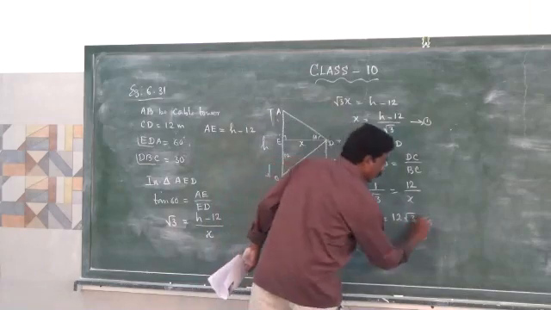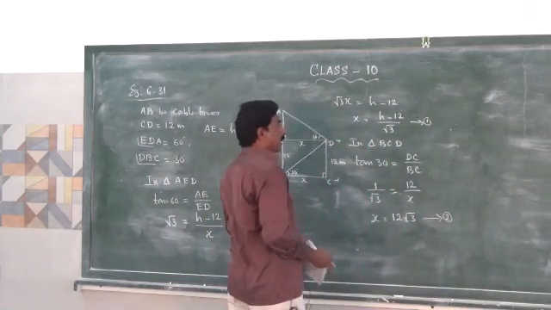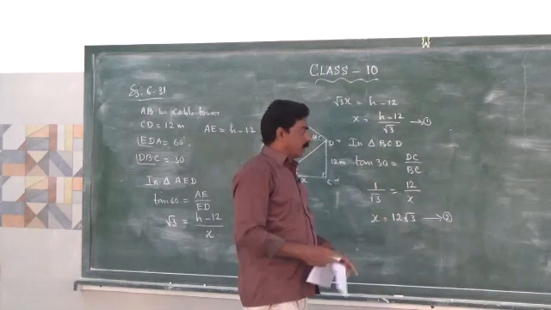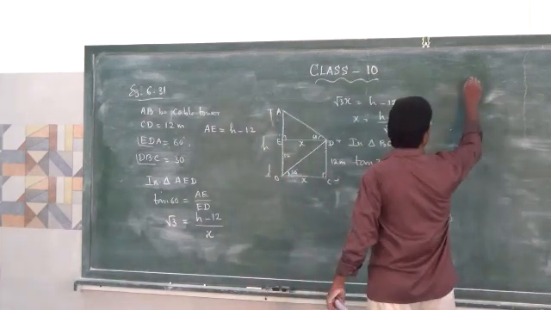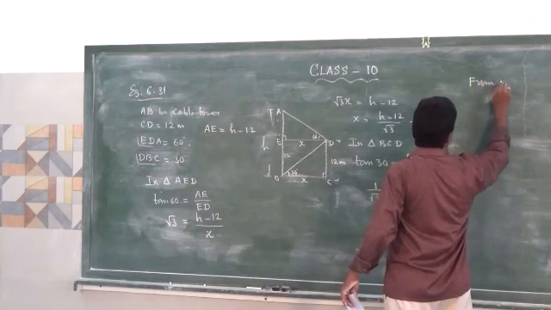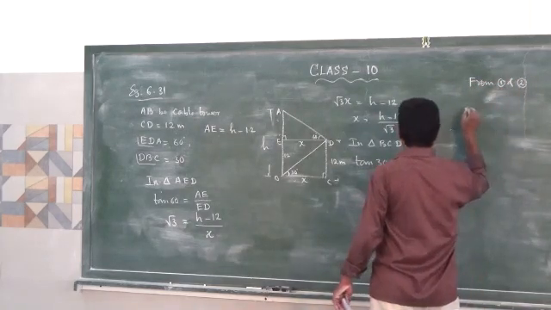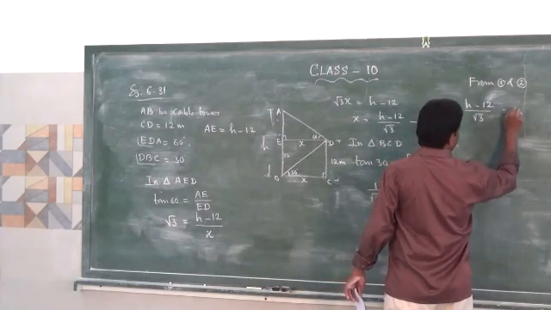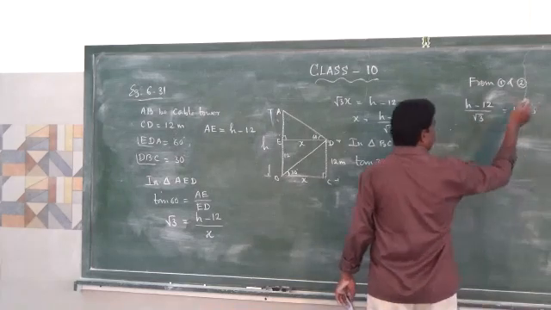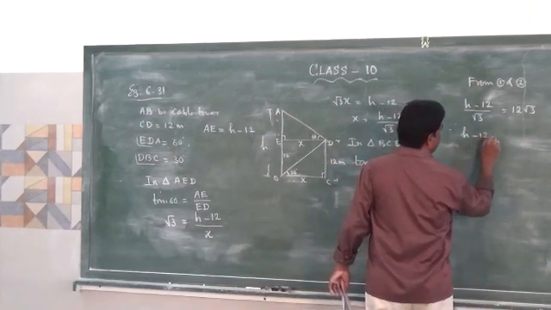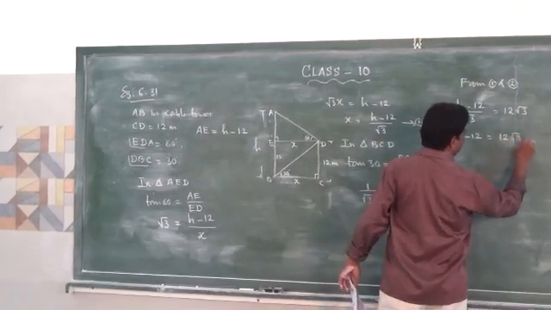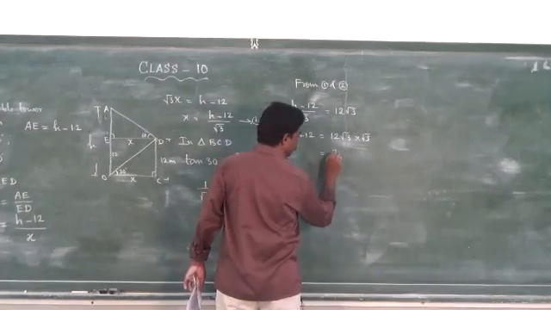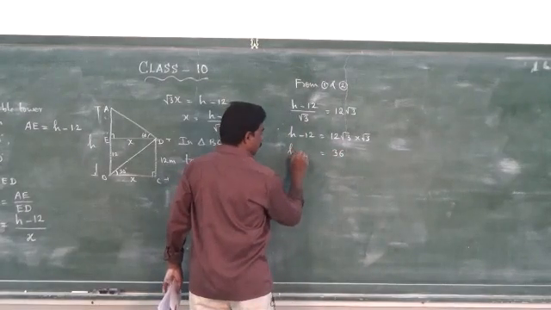If you compare 1 and 2, here x is equal to h minus 12 by root 3. Here x is equal to 12 root 3. So from 1 and 2, h minus 12 by root 3 is equal to 12 root 3. Cross multiply, h minus 12 is equal to 12 root 3 into root 3. Root 3 into root 3 is 3. So 12 into 3 is 36. So h minus 12 equal to 36.